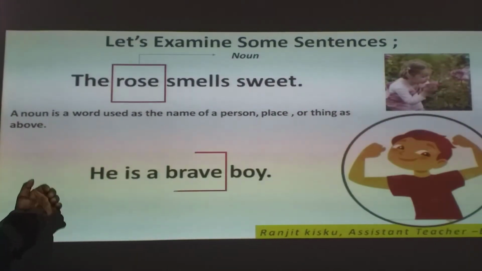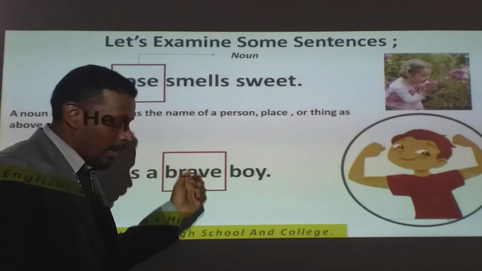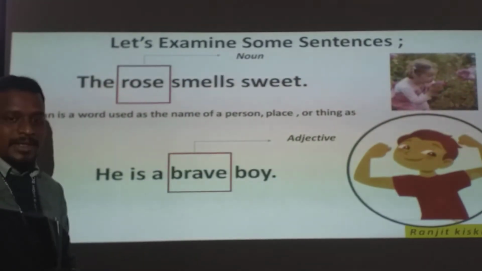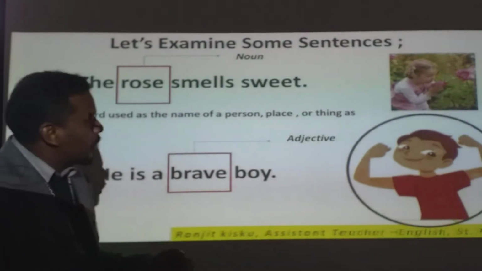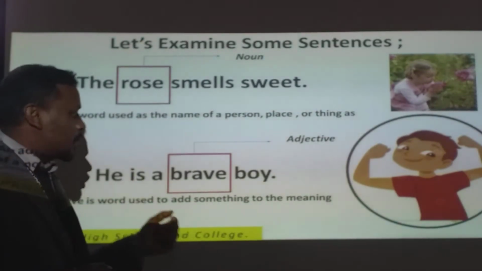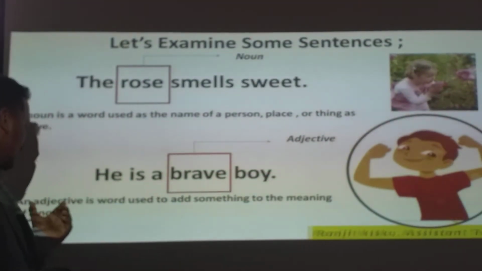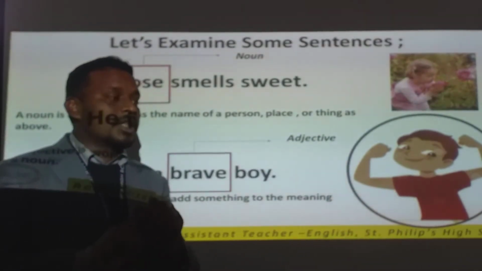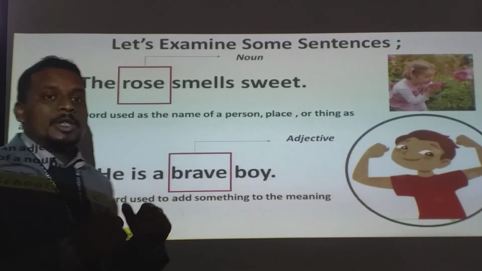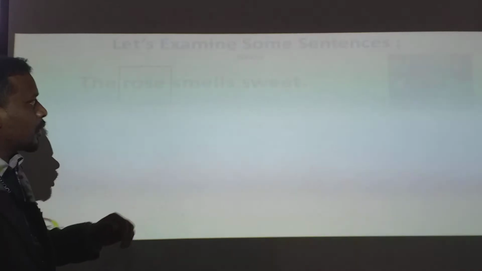Okay, then the second example you can see: He is a brave boy. Here, the highlighted word brave is an adjective, and an adjective is a word used to add something to the meaning of a noun. You must remember that adjectives are such words that are used to add something to the meaning of a noun or pronoun. Okay, so let's go ahead.